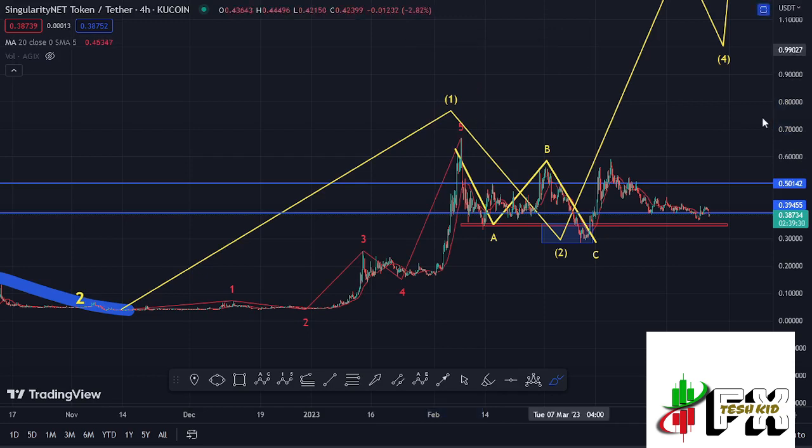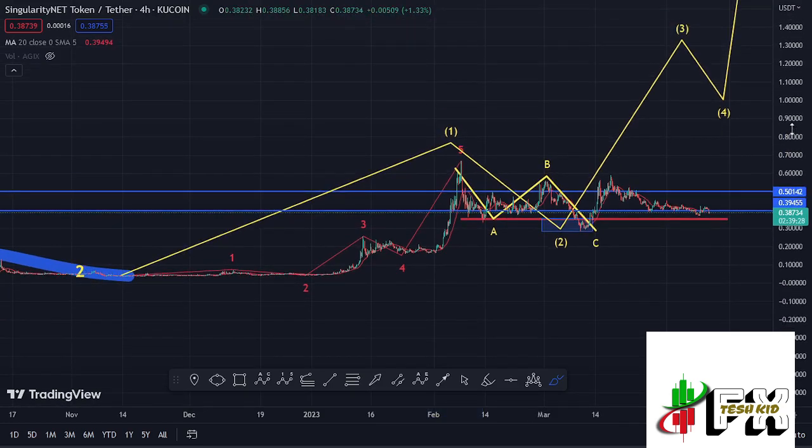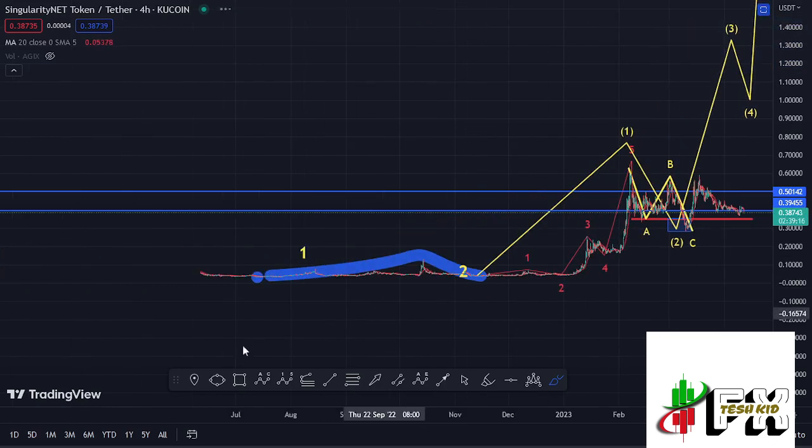And now my primary scenario is that whatever we are seeing at the moment is the start of an impulsive wave in the formation of this wave 3. And before we started seeing higher prices in this Elliott wave structure right here in yellow, we had been seeing higher prices in this 1-2 setup to the upper side.